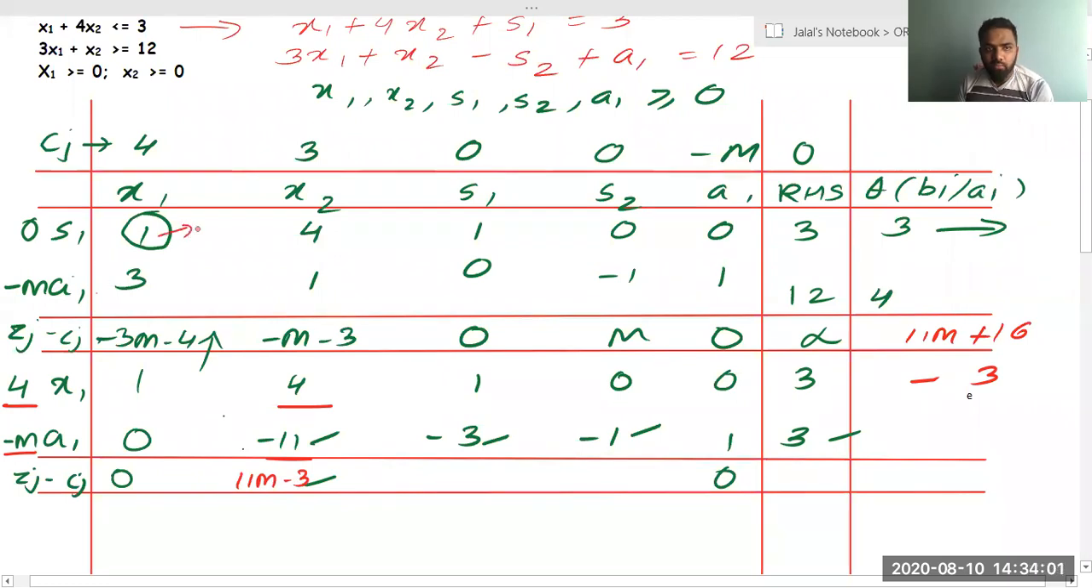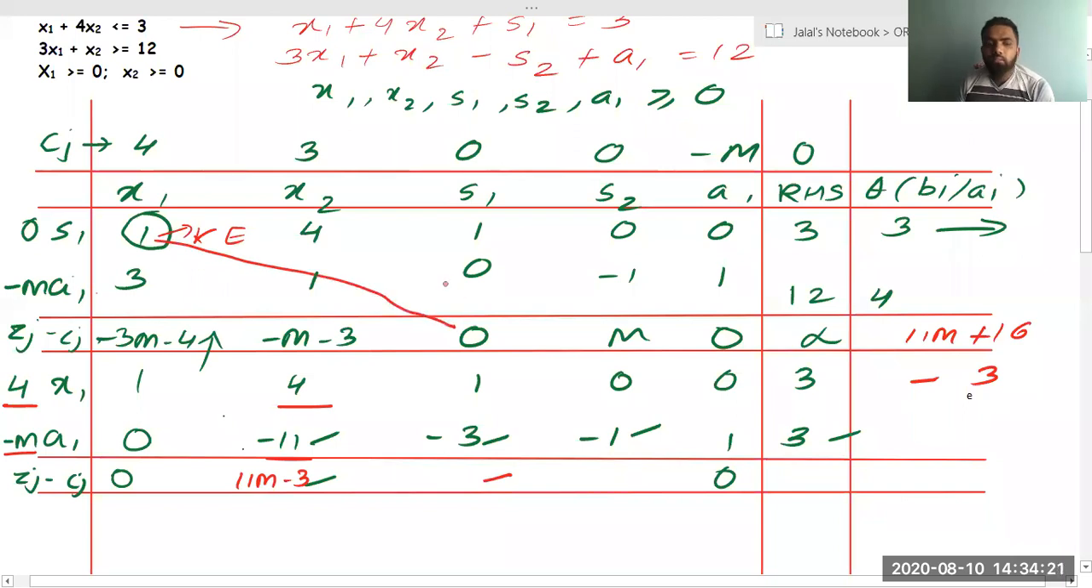Because my key element is what? My key element is 1. So I have to divide it by 1. So 11m minus 3 divided by 1 is 11m minus 3 only, if I am not wrong. Okay. Now, the next value I need to find is this. To find this, I will again use this. I can even use this term. Now I feel this is comfortable.